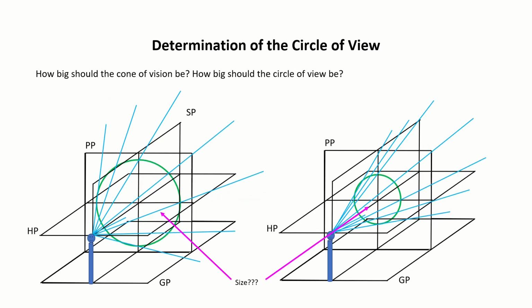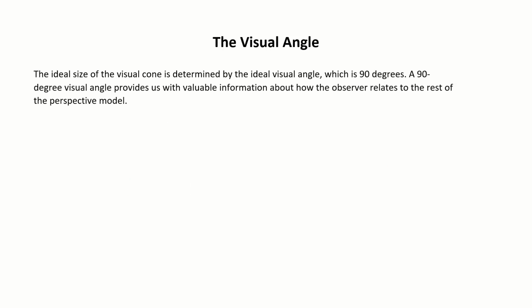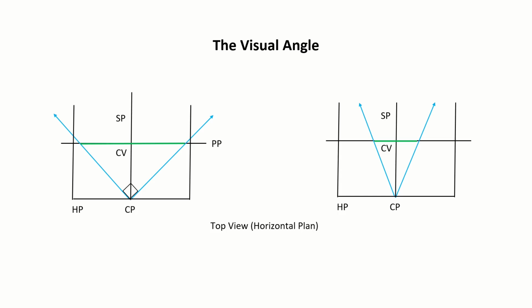Now, how big should we make the cone of vision and, by extension, the circle of view? To answer this question, we first need to understand the visual angle. It turns out that the ideal size of the visual cone is determined by the ideal visual angle, which is 90 degrees. A 90-degree visual angle provides us with valuable information about how the observer relates to the rest of the perspective model. The top view of the perspective model is called the horizontal plan.